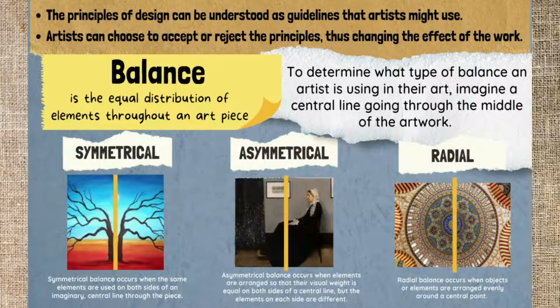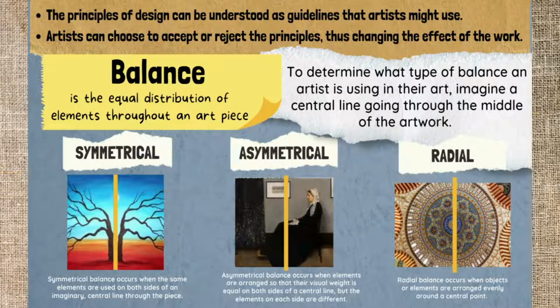So symmetrical balance, that word also might sound familiar from math, right? Where if we draw our imaginary line, in this case vertically down the center, we see that the left side and the right side look the same. For this tree, it's the mirror opposites, right? But we still have the same shapes, the same colors happening on either side of that imaginary line. That is symmetrical balance.